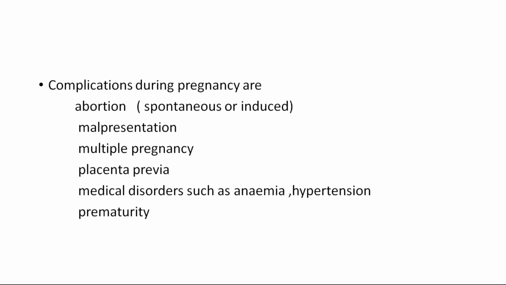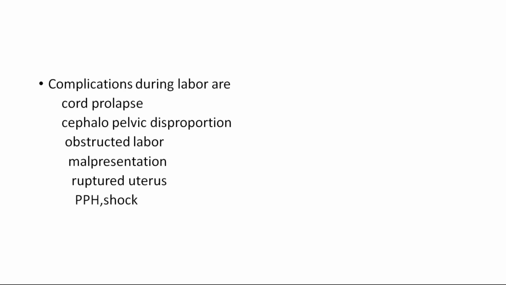And other complications like multiple pregnancy and placenta previa, medical disorders such as anemia and hypertension. As there will be increased age also with grand multipara, there will be chances of associated complications like hypertension, diabetes. So all this will be more. And coming to prematurity, this is also a complication of grand multipara. And those with complications during labor like cord prolapse and cephalopelvic disproportion, obstructed labor, ruptured uterus, and postpartum hemorrhage, shock, all these are complications which we will encounter during labor.